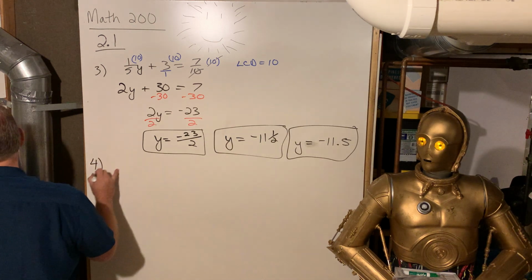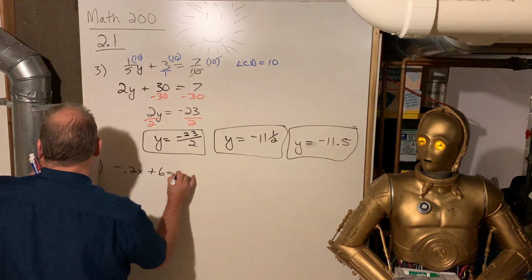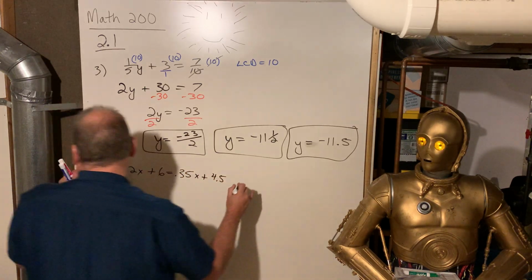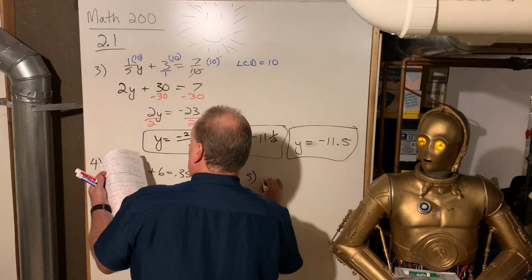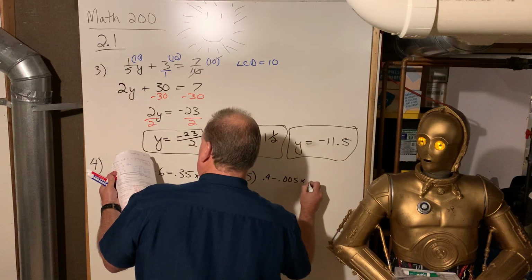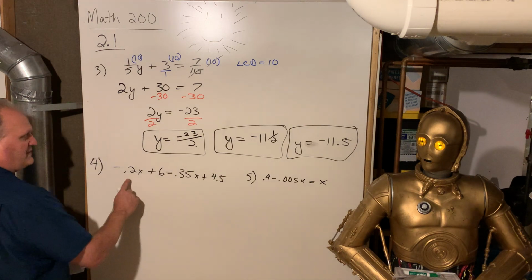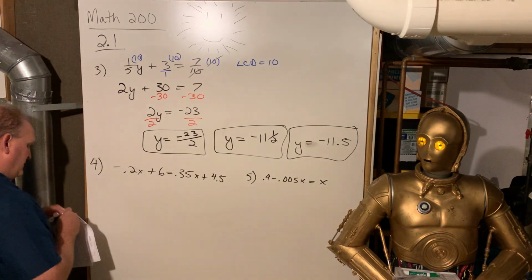Okay, let's look at 4. Negative 0.2x plus 6 equals 0.35x plus 4.5. And number 5 is 0.4 minus 0.005x equals x. And so this one, they want to know what number would I have to multiply every term by to not have decimals.